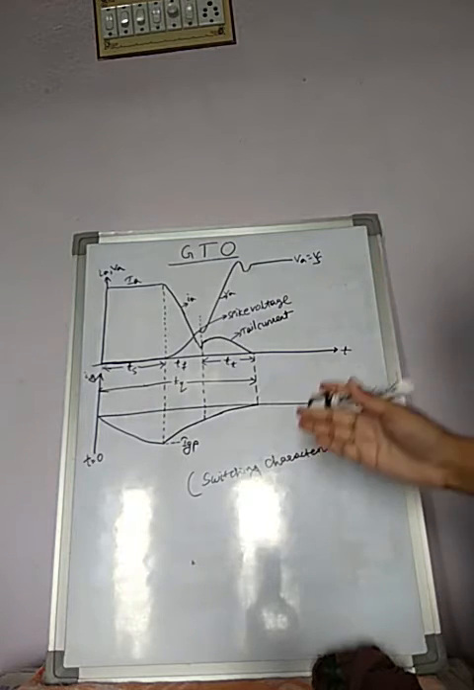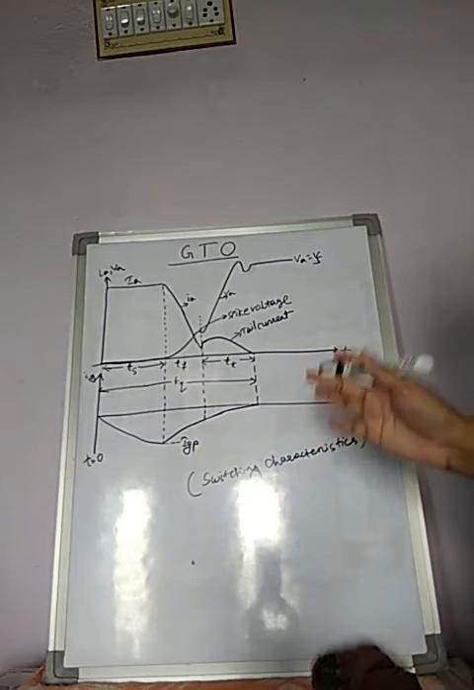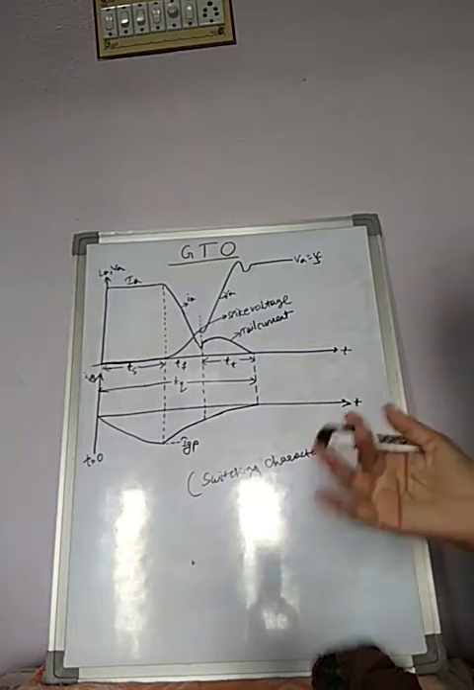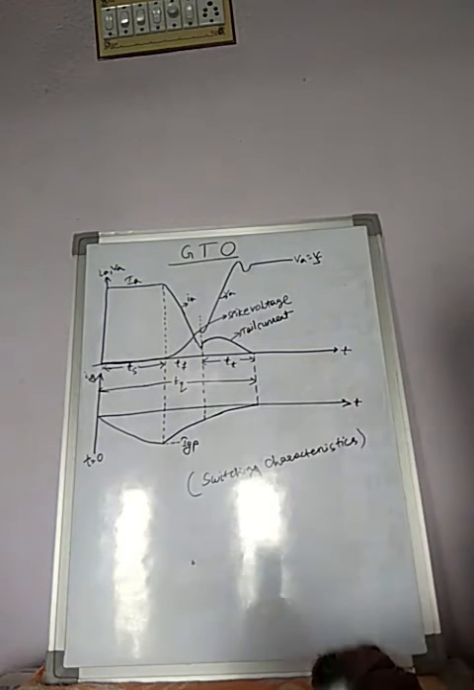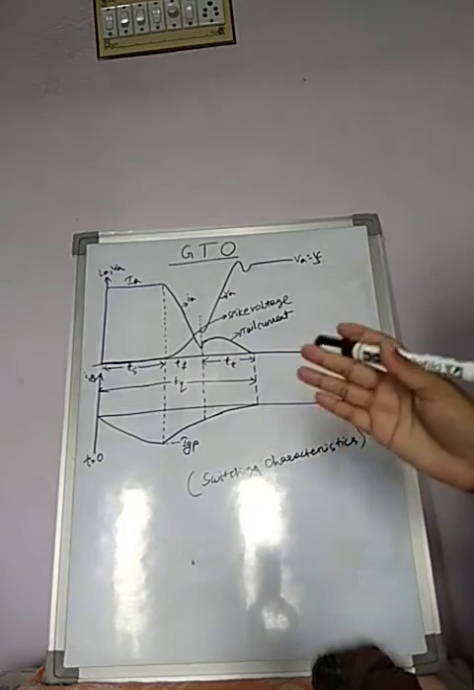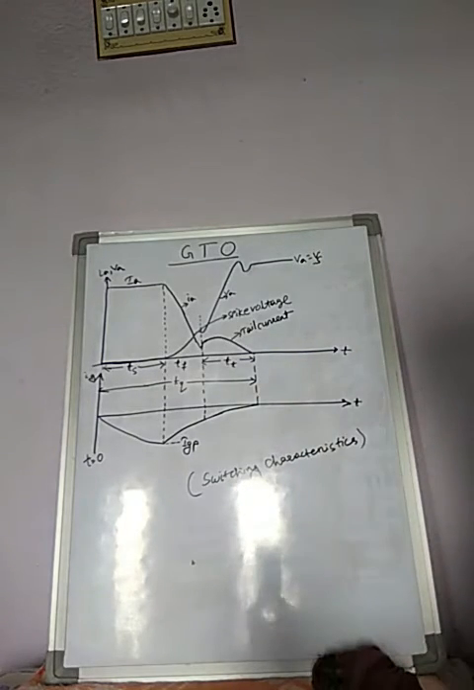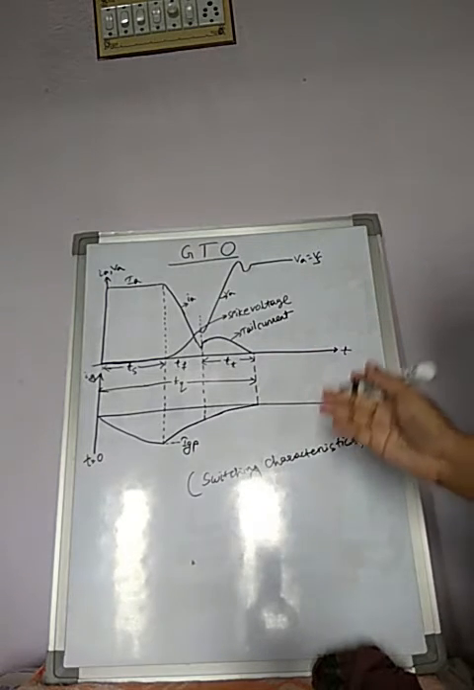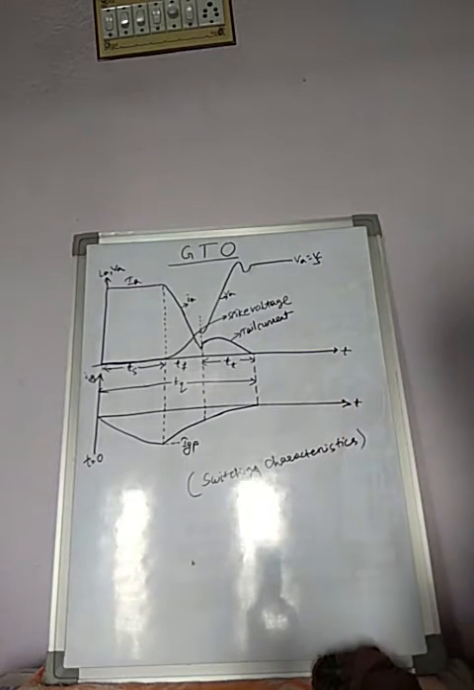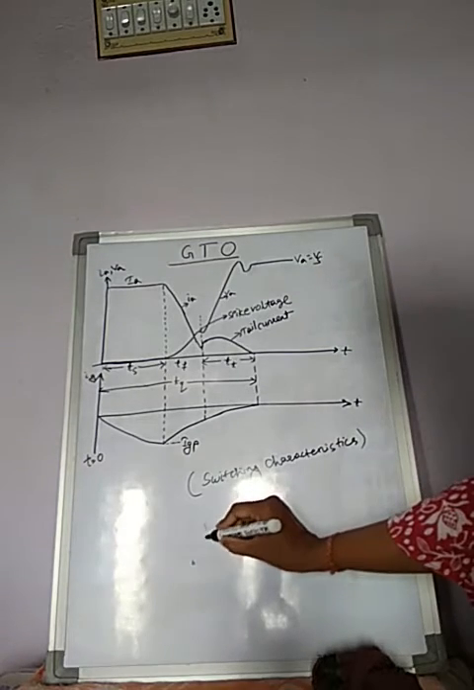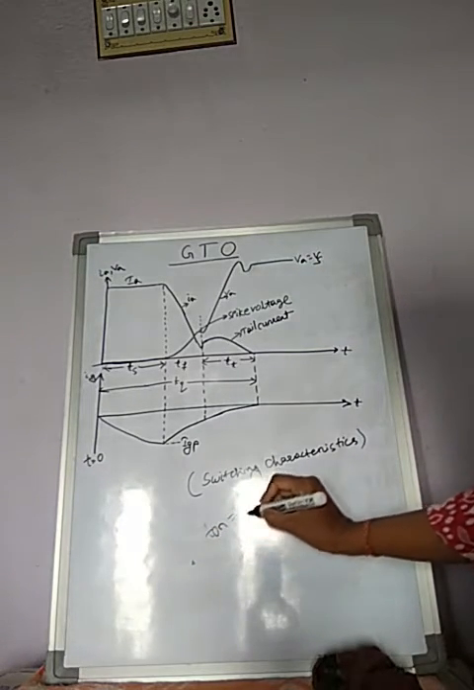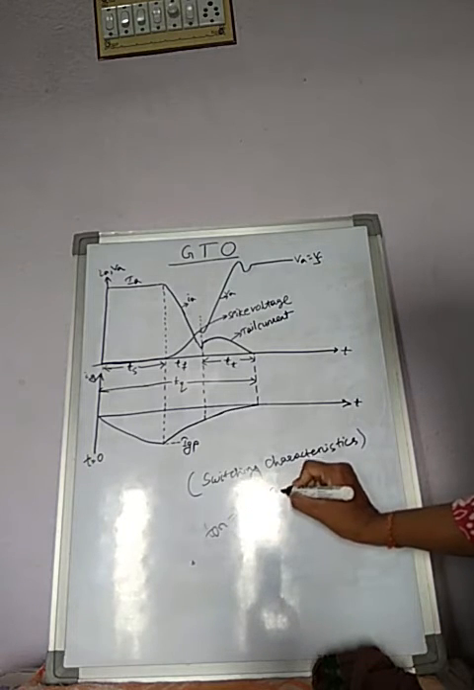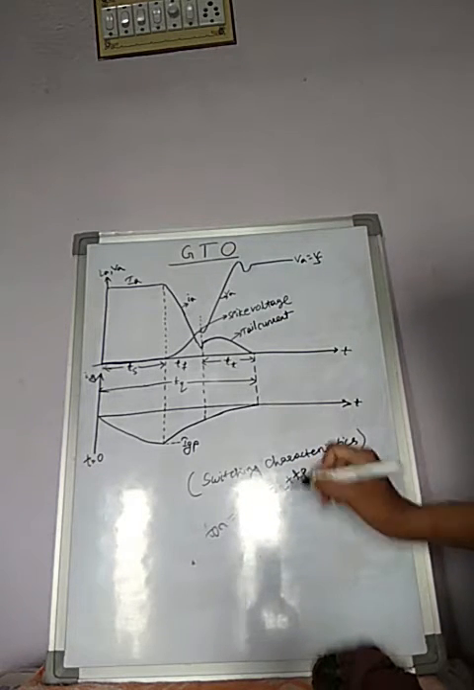When the turn on process is going on for GTO, what happens? It is similar to that of a conventional thyristor. What happens during the turn on process? Here also the GTO turn on time is made up of delay time, rise time, and spread time. That means T on consists of three intervals: delay time, rise time, spread time.